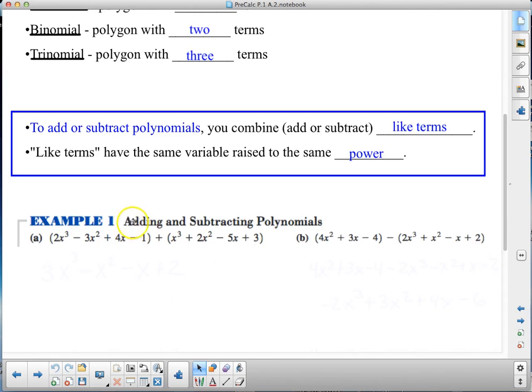So, in example 1, adding and subtracting polynomials. I'd like you to turn off the video, do A and B of example 1, and then check your solution. Go ahead and do that now.